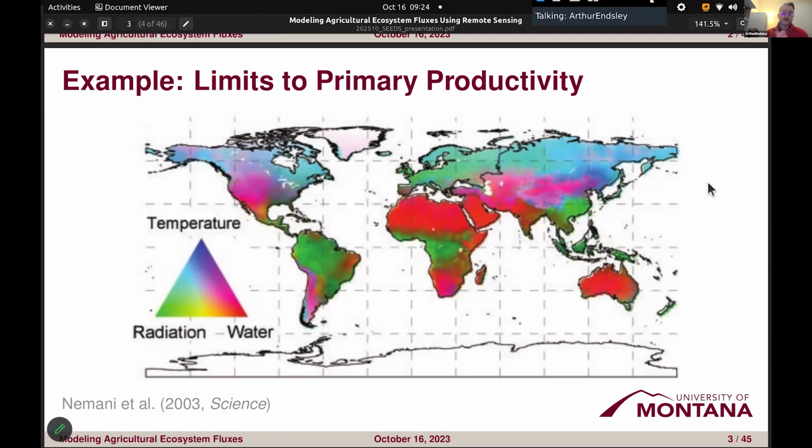And then in other environments, you can see that temperature may be more limiting. Certainly in semi-arid and arid regions of the world, water is more limiting. And from an ecosystem ecology framework, we're trying to identify these limits to productivity. That can be helpful for agronomy and agronomists as well, to understand what's limiting yields or what's limiting production.